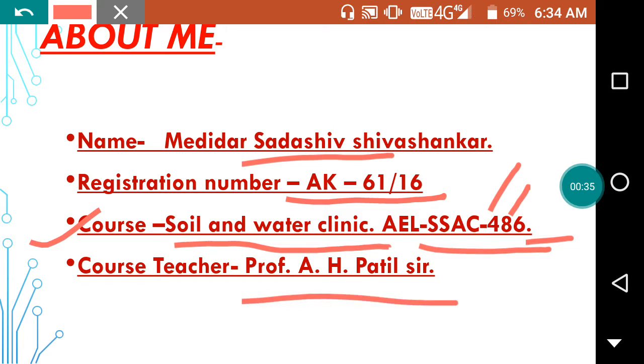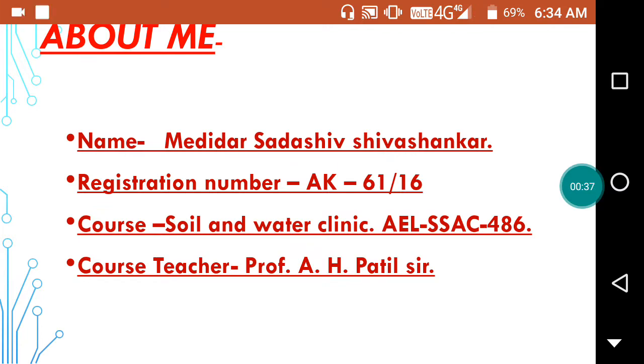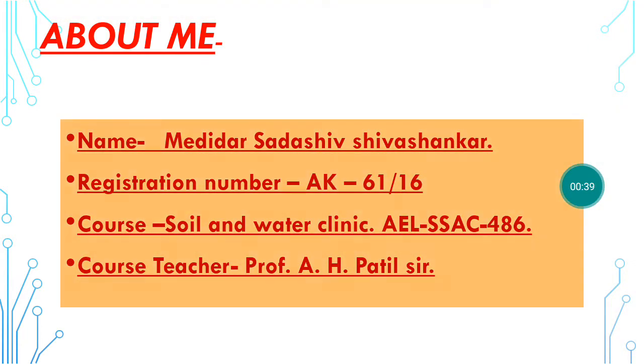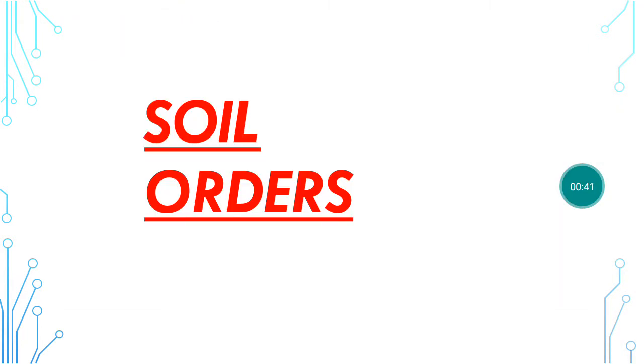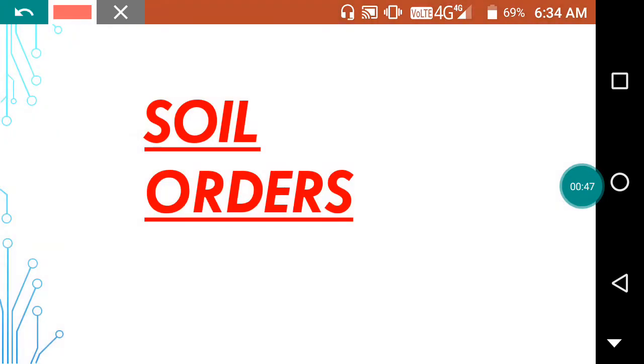Okay, today we are discussing the project called Soil Orders. This is the name of the project title, Soil Orders. There are a total of 12 soil orders. We are discussing each soil order with how its profile looks. Everything about the soil orders, we will see one by one. Okay, let's start.